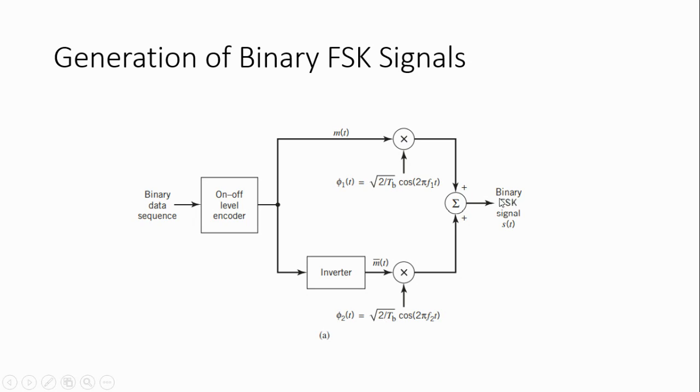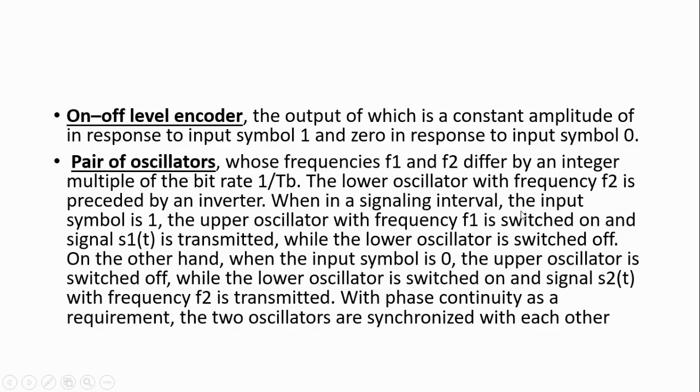The output is the binary FSK signal S of t. The on-off level encoder produces a constant amplitude output when the input symbol is 1, and 0 when the input symbol is 0.